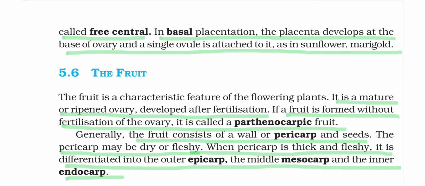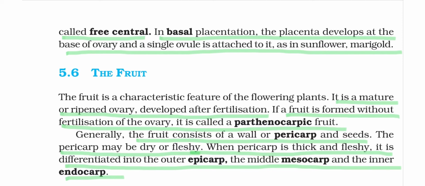And lastly, in basal placentation, the placenta develops at the base of the ovary and only a single ovule is attached. This is the peculiar characteristic, only a single ovule is attached. For example, in sunflower and marigold. In the next slide, I will show you all the diagrams related to this topic.